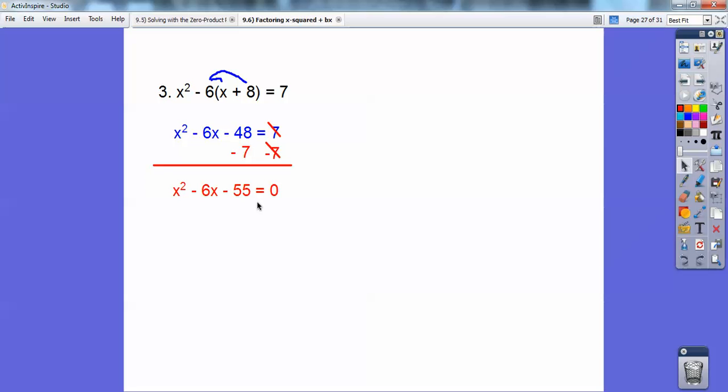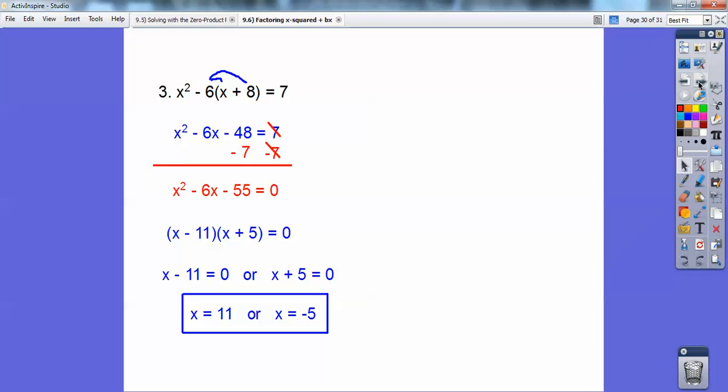Now factors of negative 55. 11 times 5 equals 55. So it looks like a negative 11 times a positive 5, which adds to negative 6. So it factors to negative 11 plus 5. Then you set those factors equal to 0. Here I'm going to go plus 11, plus 11. Here minus 5, minus 5. And I get x equals 11 or negative 5.